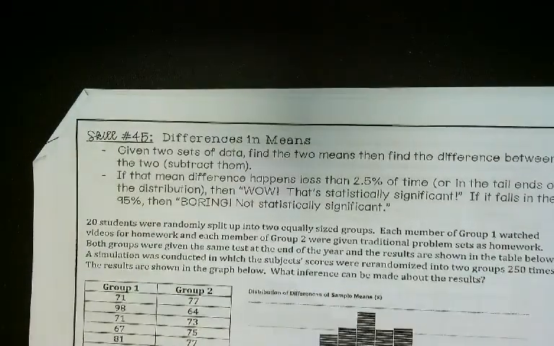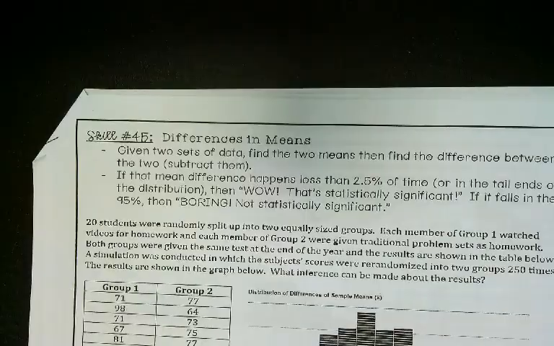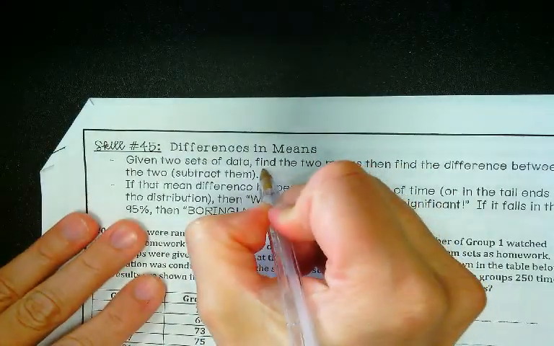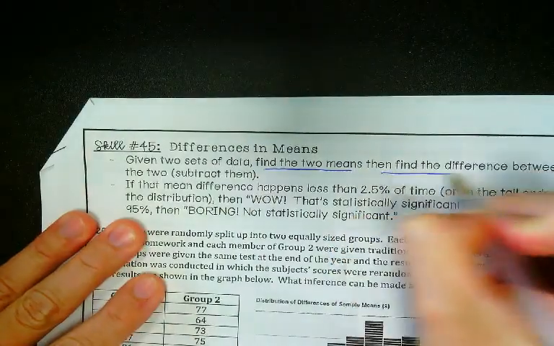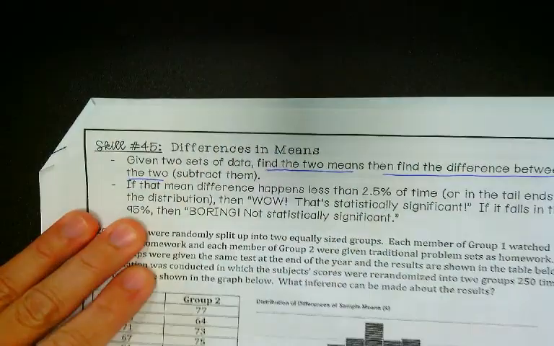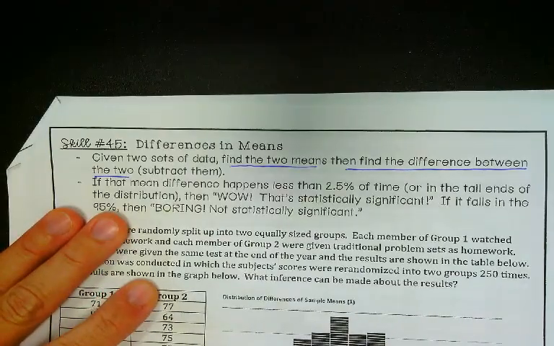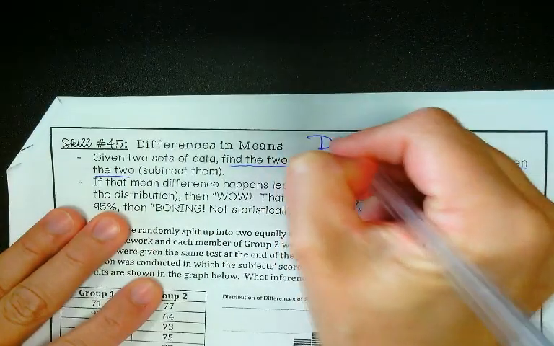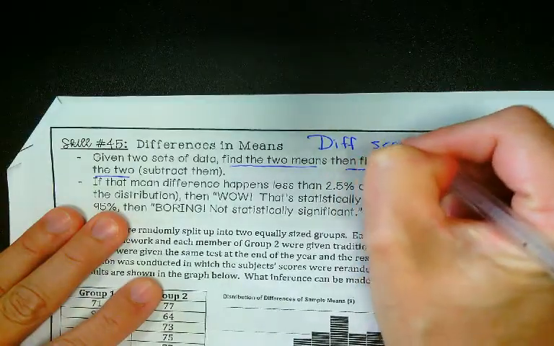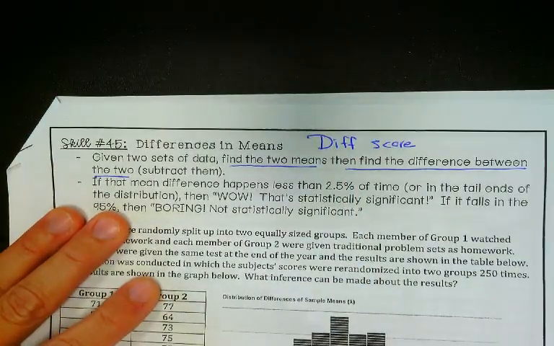All right, so the last thing we talked about, obviously in stats, was difference of the means. So it says, given two sets of data, find the two means, and then find the difference between the two. Okay, and obviously differences, subtract them. Sometimes they don't use the whole phrase difference of the means, and they just call it a diff score. Okay, that is difference of the means.